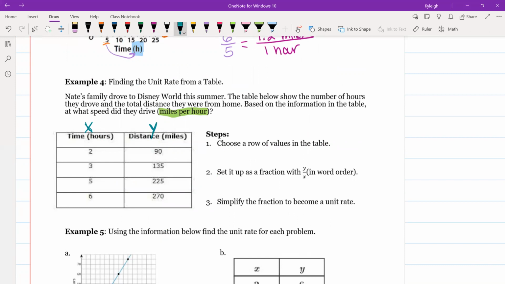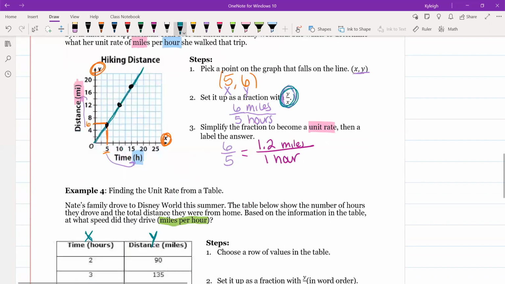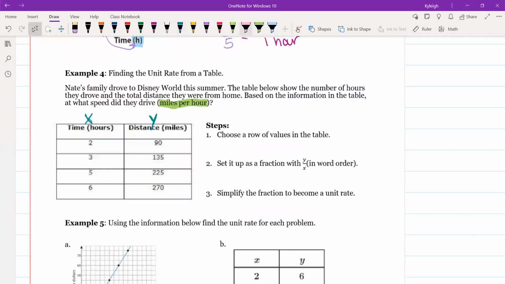So we're going to choose a row. This is just like choosing one of those 3 points. We can choose one of those 4 numbers. I just choose the smallest numbers generally. So we're going to do 2, 90. We want to set it up as a fraction as y over x, aka in order, miles per hour. So miles then hours, right? So we really want miles over hours. So we're going 90 miles in 2 hours.